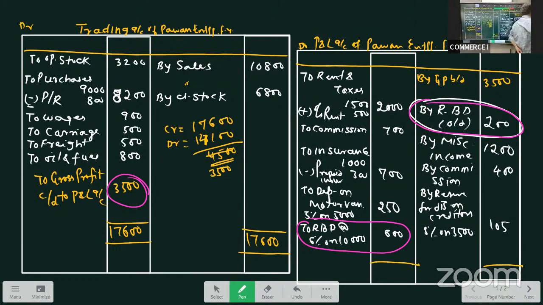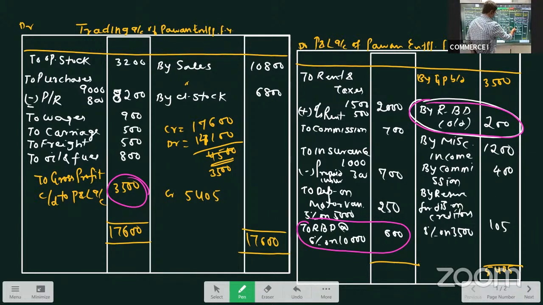See the total of the P&L account: 3,537, 3,947, 3,949, 4,953, 5,405 rupees. Credit side total is 5,405. The P&L account credit side total is 5,405. What is on the debit side?